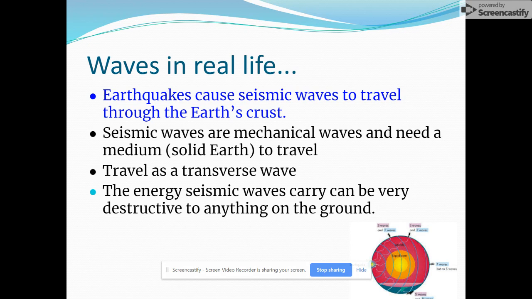Okay, earthquakes are seismic waves. They travel through the Earth's crust. So they are a type of mechanical wave, and they travel through solid Earth. They travel as a transverse wave as well. And the energy in seismic waves can be very destructive to anything on the ground. It's a very small picture that we have there, but if you look closely, you can see it gives an example of how the two types of seismic waves move, S and P waves, the direction they might move, and then it shows a cutaway of the Earth. We'll get more detail on that as we go forward.